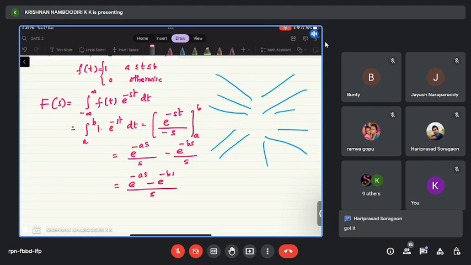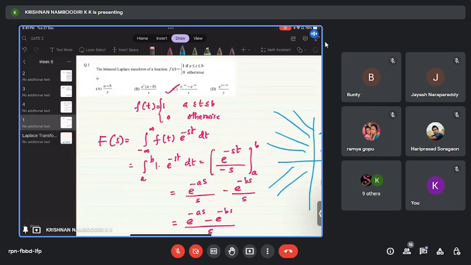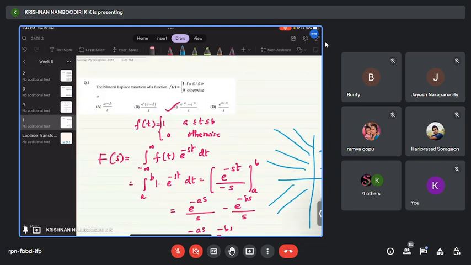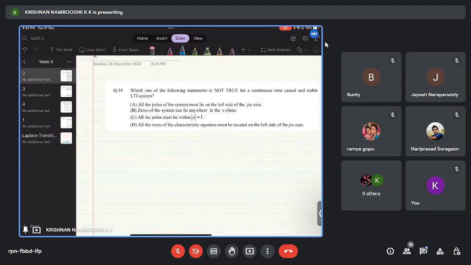This converges for all the values of s. So basically, in this case, you do not need to worry about the region of convergence because this is a finite duration signal. Now let us get into the second question.